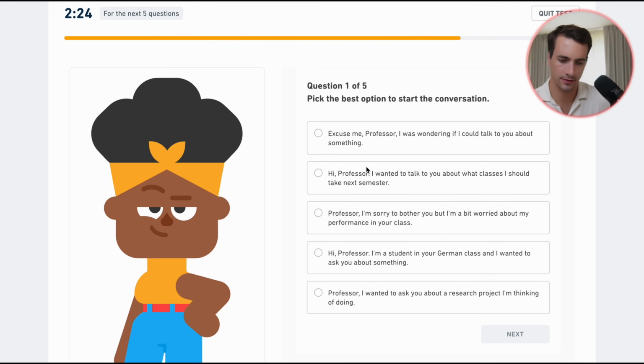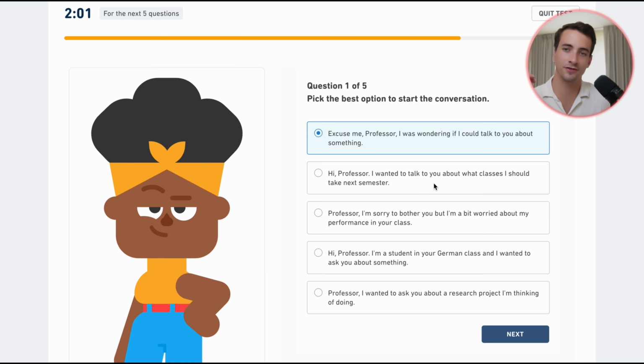All right, so the correct answer here would be this. I only arrived at this correct answer because I was able to eliminate all the other ones, right? So this one, about a research project, no. About German class, no. About performance in the class, no. About what class you should take next semester, no. So the only answer that makes sense is this one.